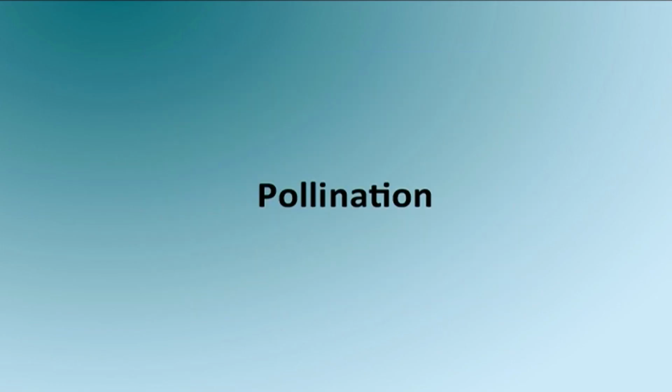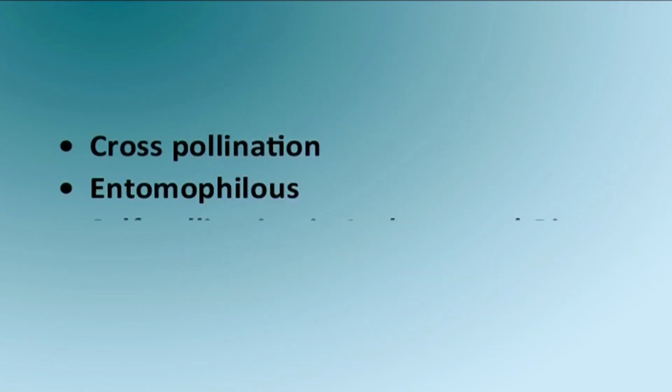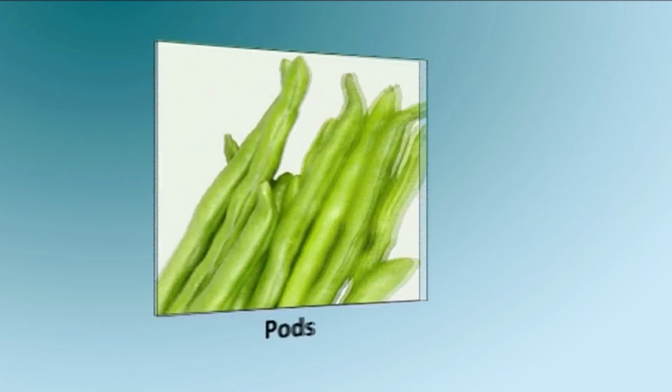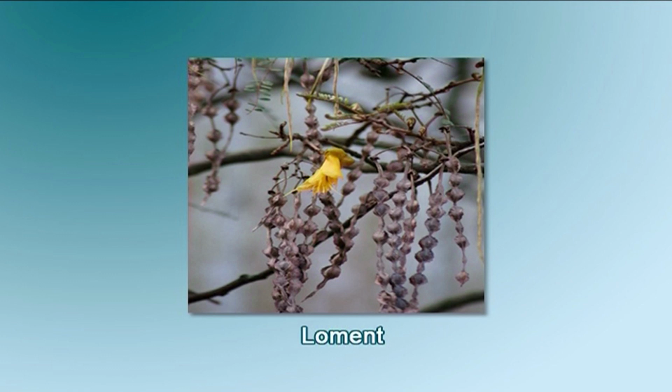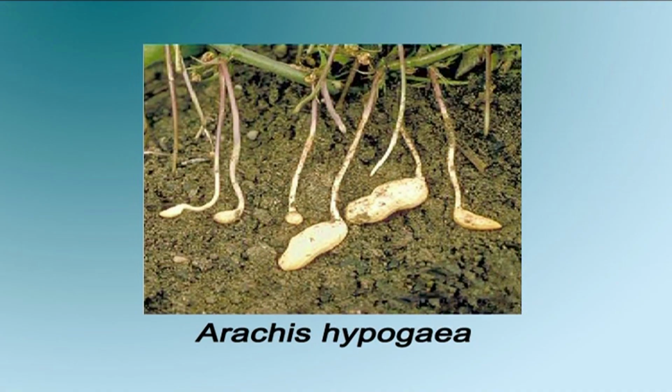Now pollination. Pollination is usually cross. It can be entomophilous. Self-pollination is present in Lathyrus and Pisum species. Now fruit. Characteristically a one-chambered pod, typically dry and dehiscent along one or both the sutures. Occasionally it can be a lomentum. Indehiscent fruits like samara, drupe and achene are present in some species. Fruit is geocarpic and indehiscent in Arachis hypogaea.